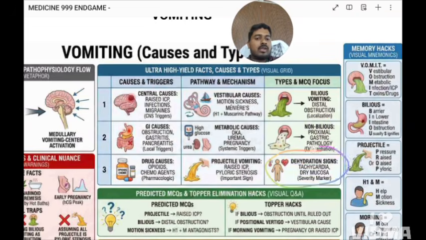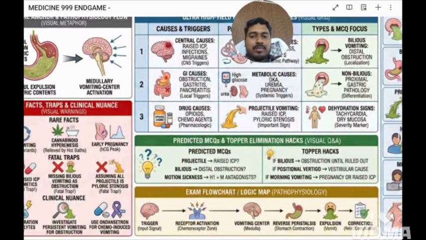Once there is vomiting, you also have to assess dehydration signs. So what are the signs of dehydration? Tachycardia, dry mucosa, tears will be lost. In children, you will have increased skin pinch time duration. And there will be lethargy. So all those things will be there.